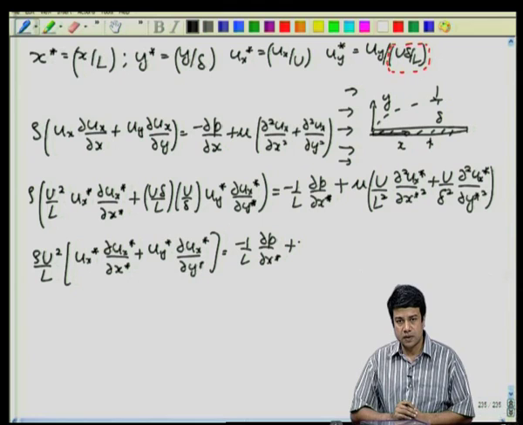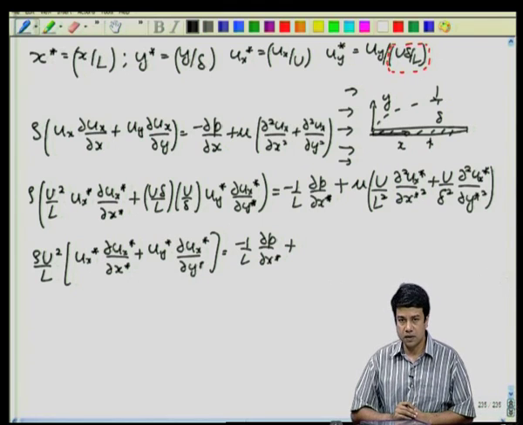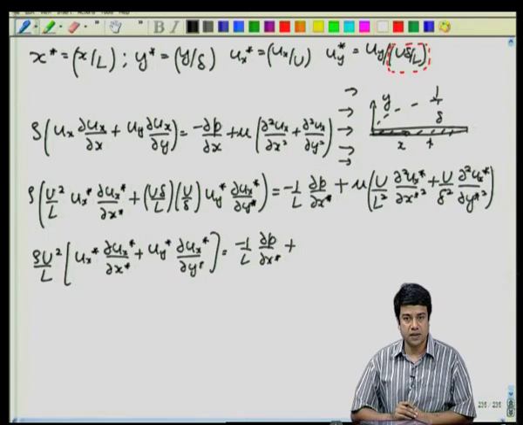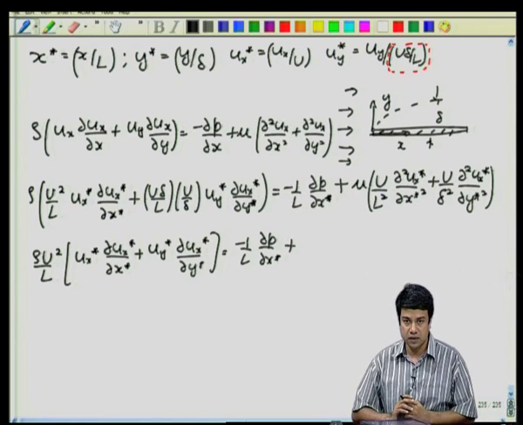In the viscous term, I have 2 terms: the streamwise second derivative of the velocity and the cross stream second spatial derivative of the velocity. You can easily see that the cross stream second derivative is much larger than the streamwise, because the cross stream derivative goes as u by delta square, the streamwise goes as u by L square, and we have postulated that delta is much smaller than L. Therefore, 1 by delta square is much larger than 1 over L square. So, I will take that 1 over delta square as the common factor out.